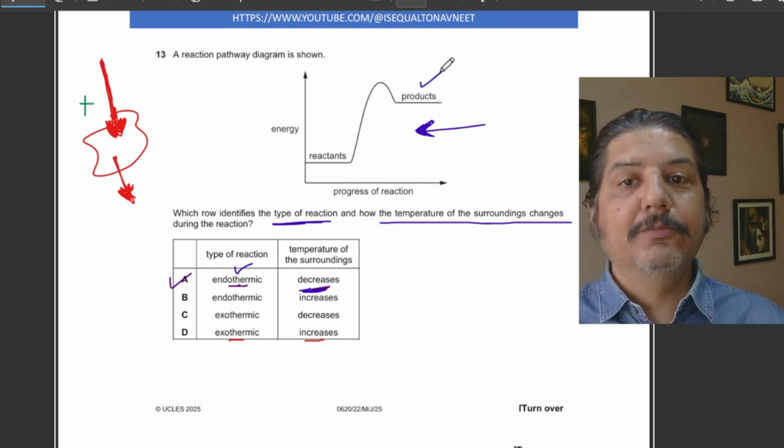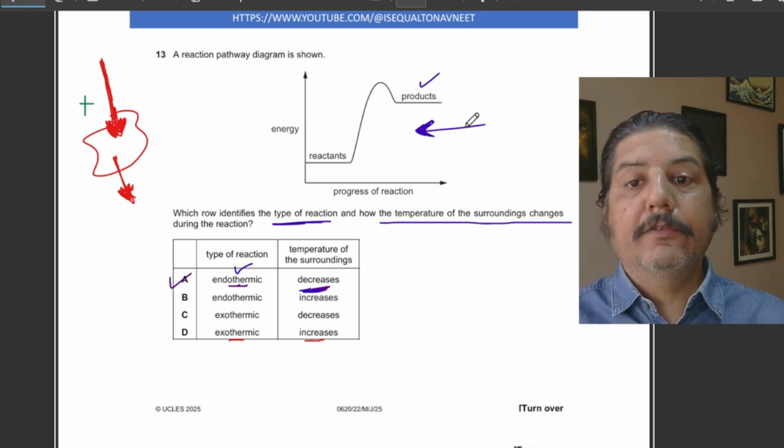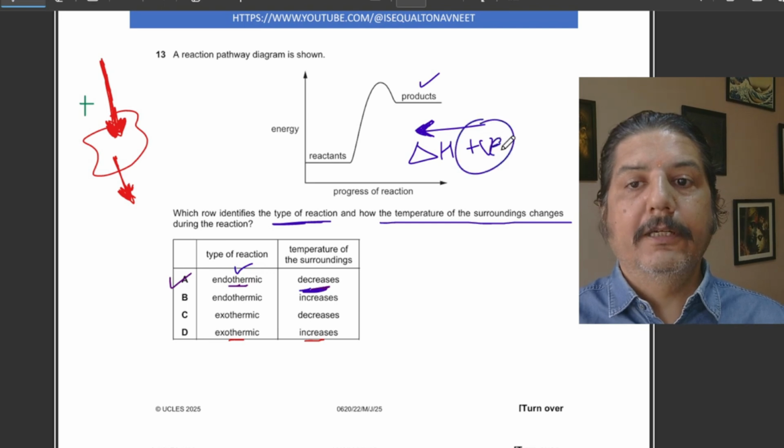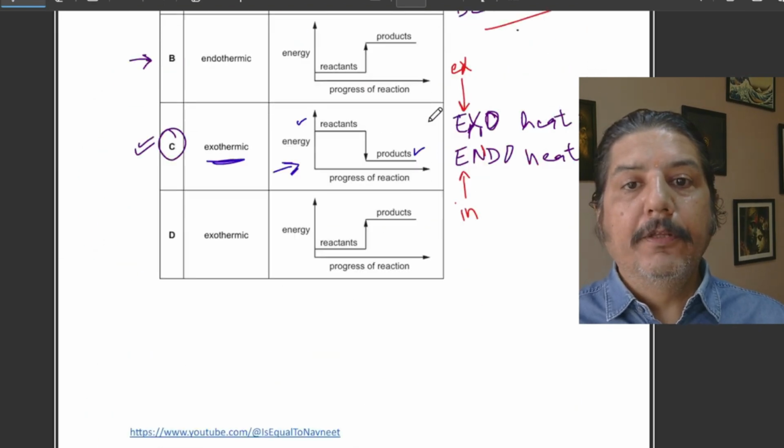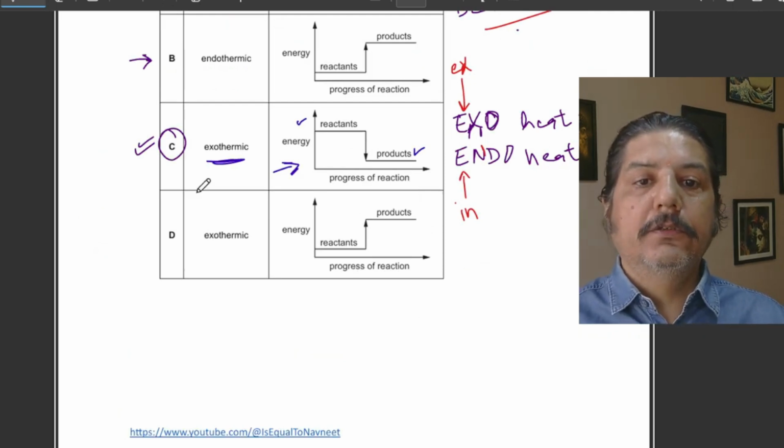The energy of the product is more. So in these cases, as you understand, delta H would be positive. In the previous case, in exothermic reactions, remember, the enthalpy change is negative.